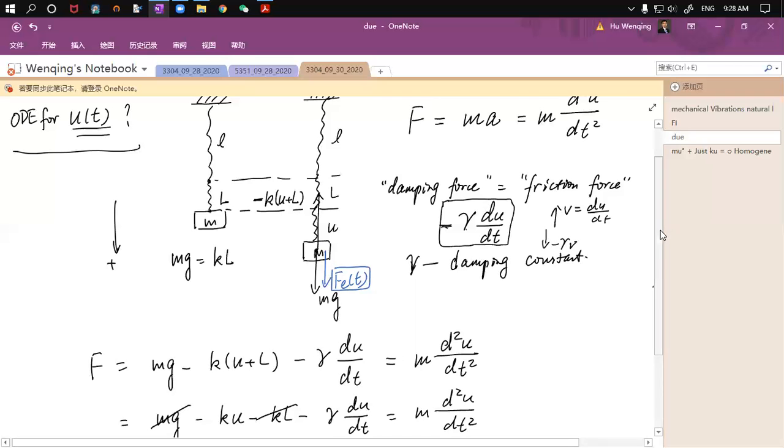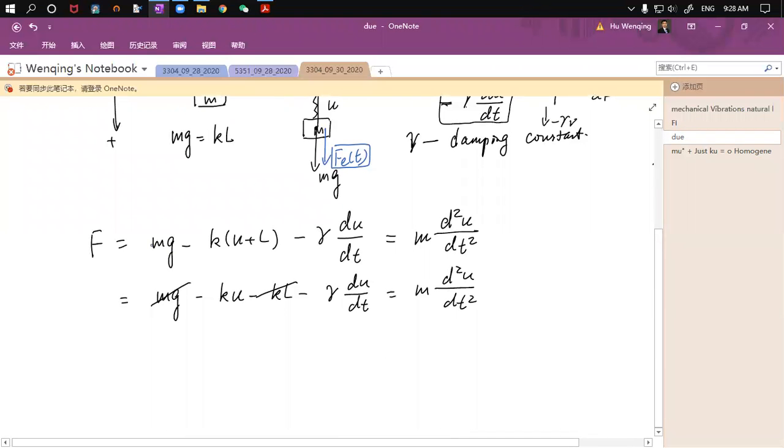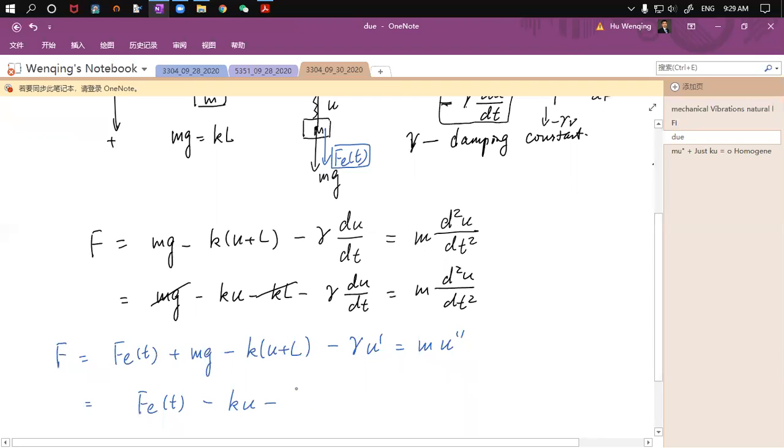So once you have the external forcing, you see that the left-hand side of this equation can be replaced by F is equal to the external forcing of t. Okay, so plus mg minus k of u plus L minus gamma of u prime. That's going to be equal to m of u double prime. I replaced the derivative by u prime and u double prime. So that's the same thing. You're going to see that this is the external forcing. Okay, so mg minus kL is going to cancel as before. So that's minus ku minus gamma u prime is equal to m u double prime.